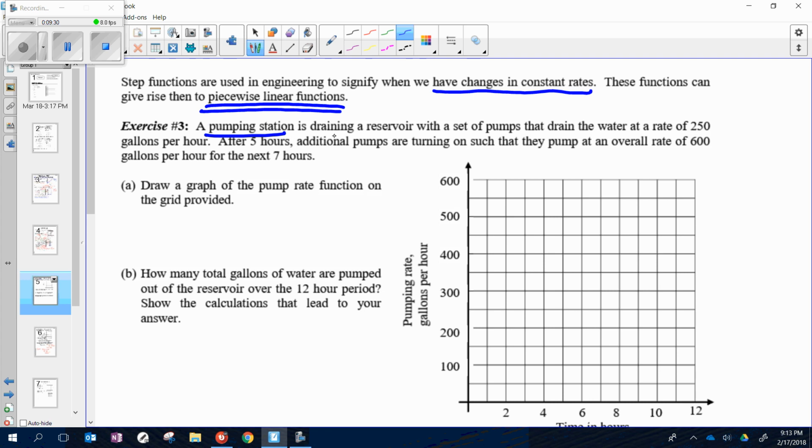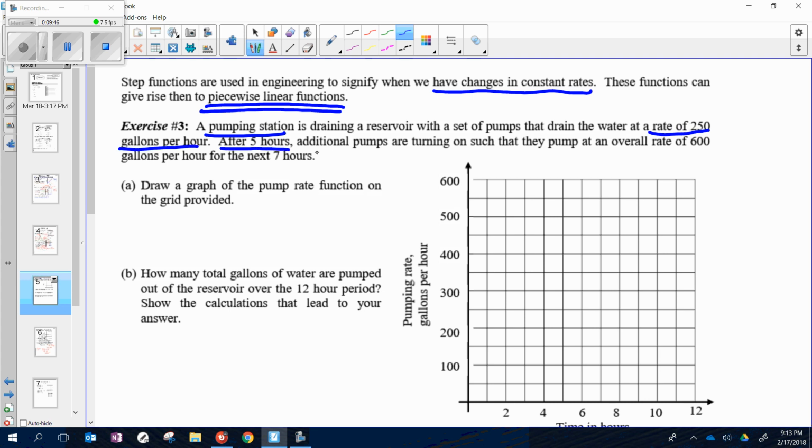Pumping station is draining a reservoir with a set of pumps. I can't talk tonight. With a set of pumps that drain the water at a rate of 250 gallons per hour. Oh my gosh, now I can't stop laughing.